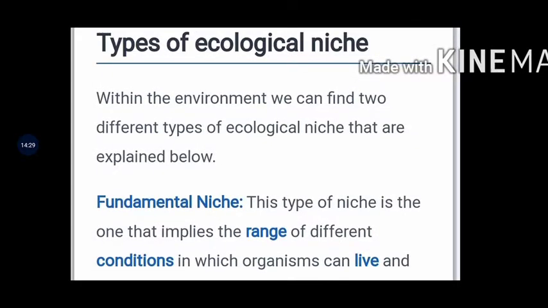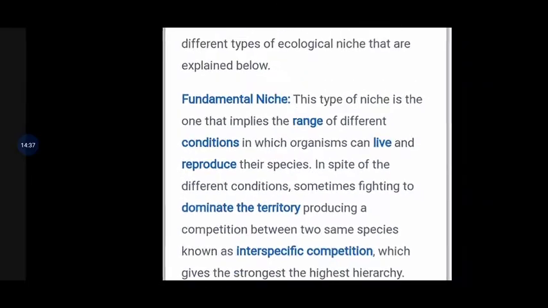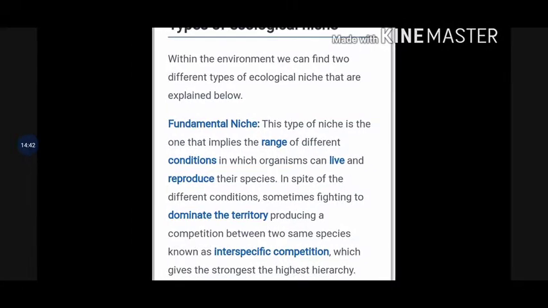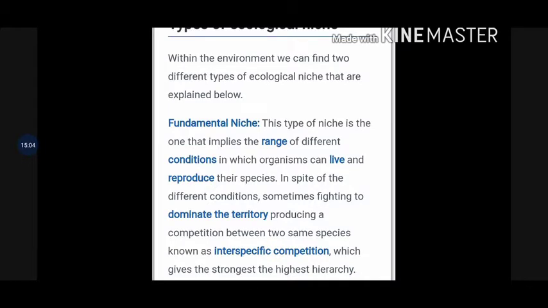Now the types of ecological niche. We are studying the types of ecological niche. Basically two types of ecological niche are seen. One is the fundamental niche and the other one is the effective niche. The fundamental niche is the range of different conditions in which organisms can live and reproduce their species, sometimes fighting to dominate the territory, producing a competition between two of the same species known as interspecific competition, which gives the strongest the highest hierarchy.